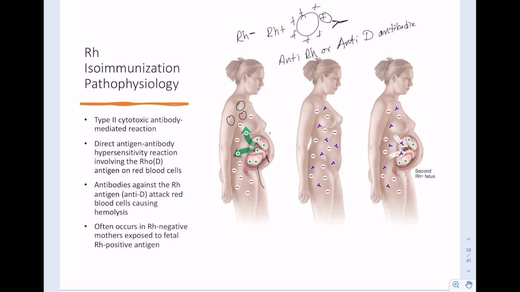But what can happen is during the second gestation, these anti-Rh antibodies, if the baby is Rh positive again, can make their way across the placenta and start attacking the red blood cells of the fetus.